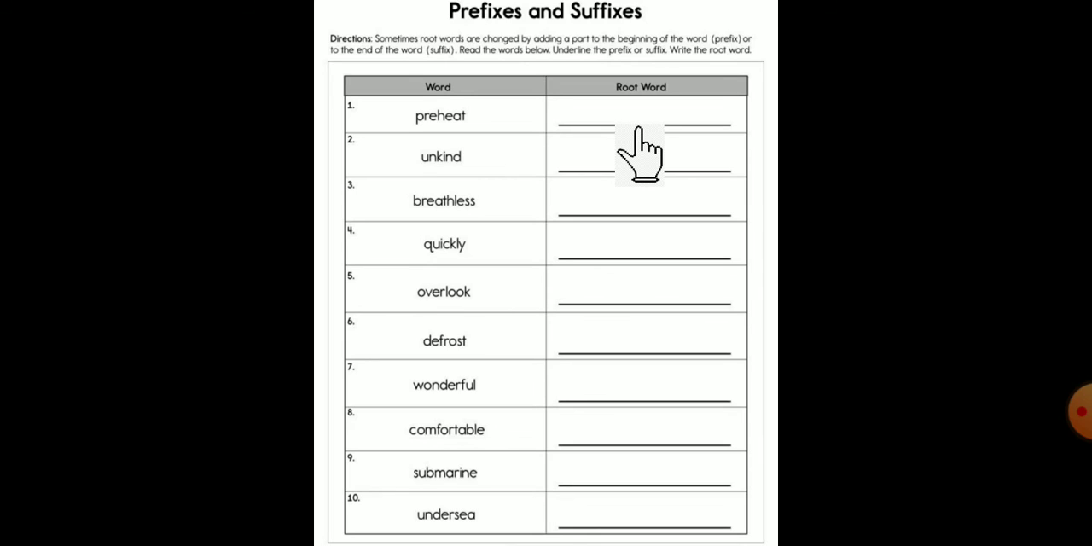Got it? One example I will explain to you. Preheat. Okay, preheat. So what is the answer? Yes, H-E-A-T, heat. Heat is the root word here because we added P-R-E, pre. Pre, what we added? Prefix. So H-E-A-T, heat is the root word. Hope you all understood. Like that, each and every word you have to read carefully and find out the root word of these words. Got it? Hope you all understood.